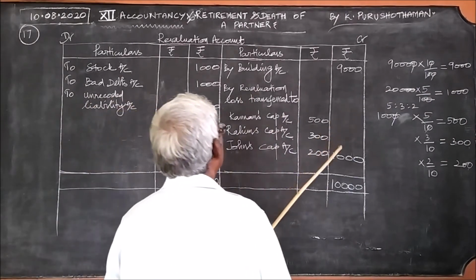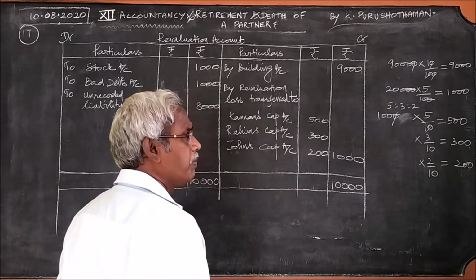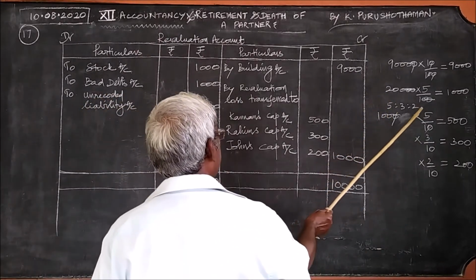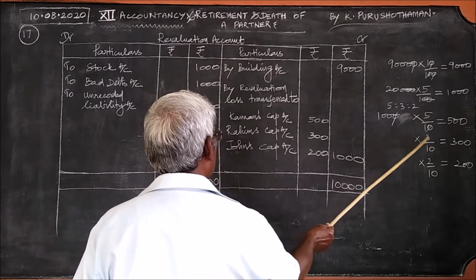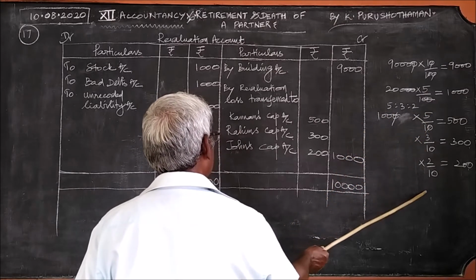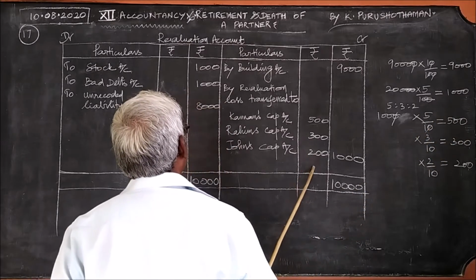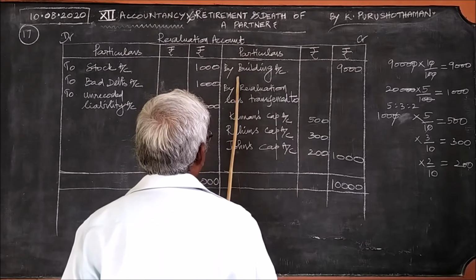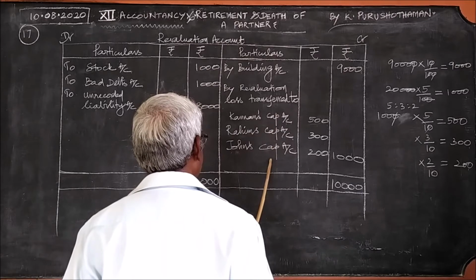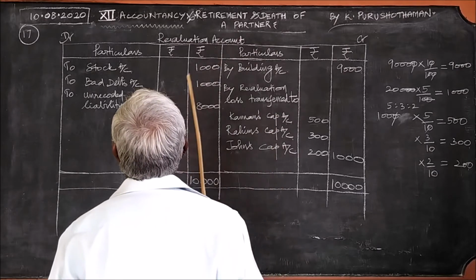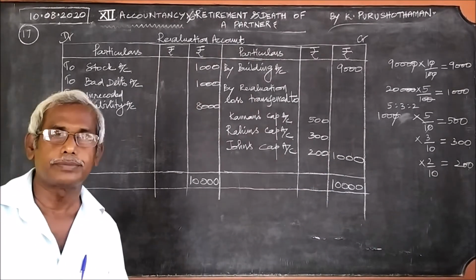And 1,000 in what ratio? 5:3:2, it is given in the problem itself. Therefore 5 plus 3 is 8, 8 plus 2 is 10, that is 1,000 into 5 by 10, 1,000 into 3 by 10, 1,000 into 2 by 10. It is simplified and written as 500, 300 and 200. So the revaluation loss is transferred to these 3 partners' capital accounts. With this, the revaluation account is over.